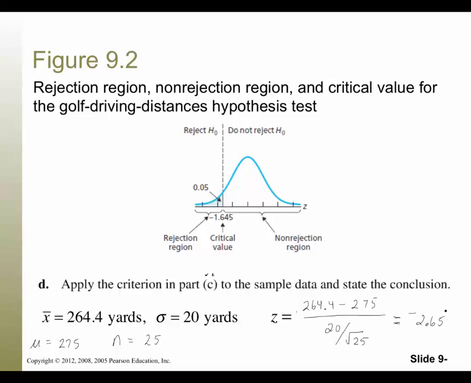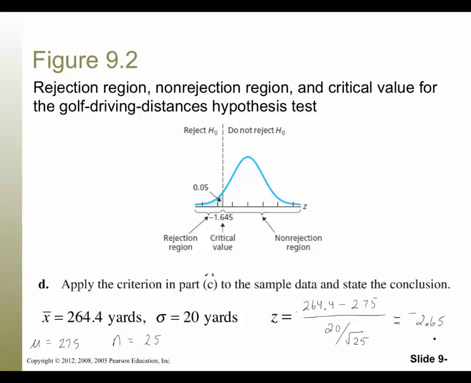And what is that number again? Is that a number of yards? What is that? Number of what? Number of standard deviations. Z-scores are how many standard deviations. So this sample mean, 264.4, is 2.65 standard deviations below a mean of 275.